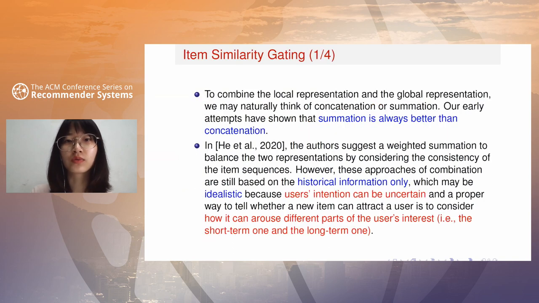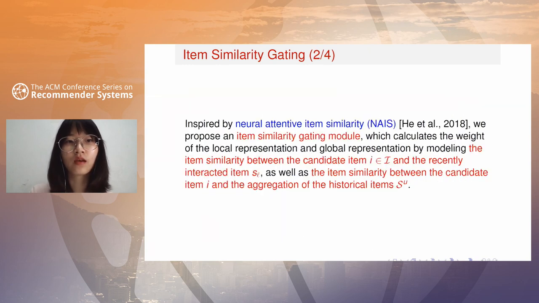To combine the local representation and the global representation, we choose a summation operation based on our early attempts. As mentioned earlier, existing approaches of combination are still based on the historical information only, which may be idealistic because users' intention can be uncertain. And we think that a proper way to tell whether a new item can attract a user is to consider how it can arouse different parts of the user's intention, for example, the short-term part or the long-term part. Inspired by NICE, we propose an item similarity gating module to solve these two questions.